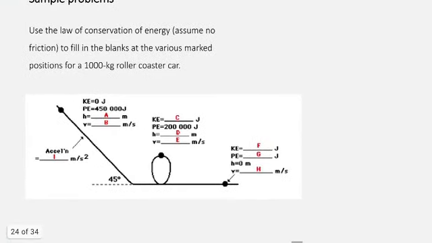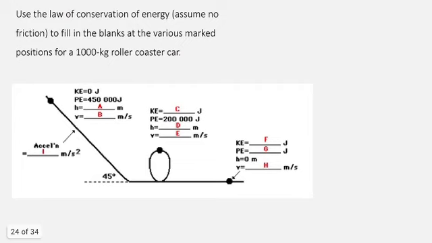Using the law of conservation of energy, fill in the blanks at the various marked positions for a 1,000 kilogram roller coaster. Okay, this is the same problem, diba? In the zero height position, PE will be zero. Virtually all of the energy is in the form of kinetic energy. Here, PE is 200,000. So, subtract that. So, 250,000 joules ang KE mo dito.